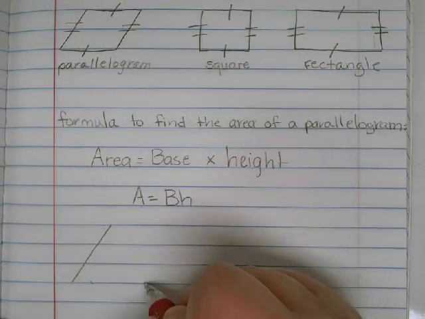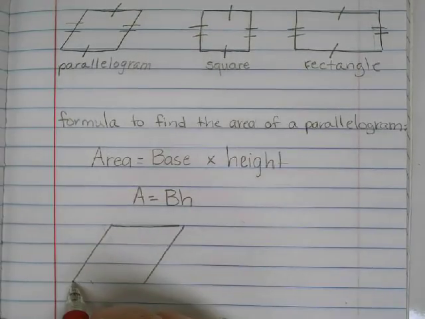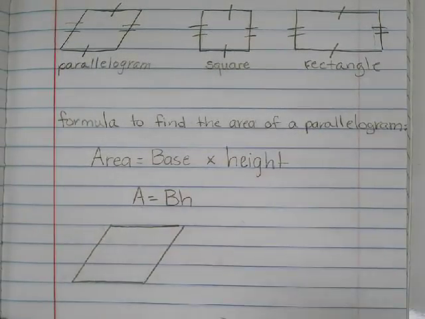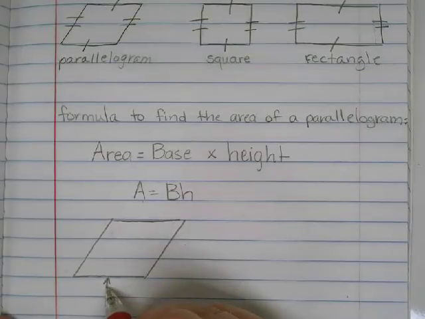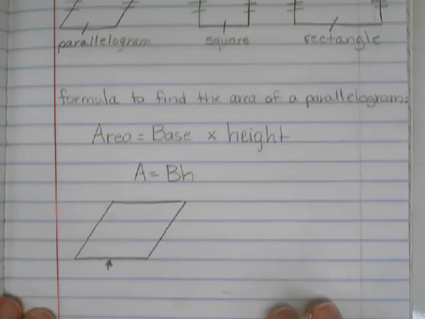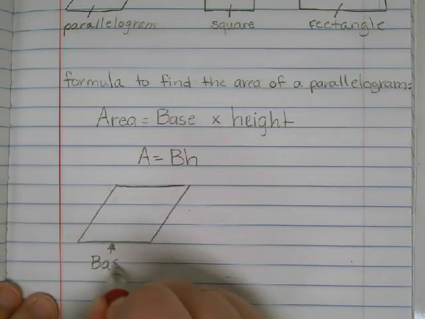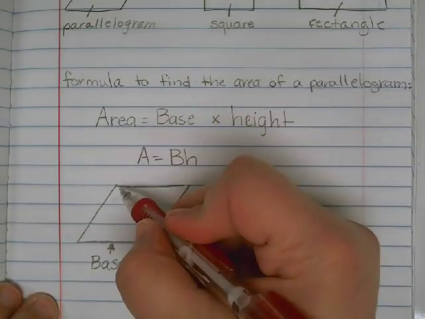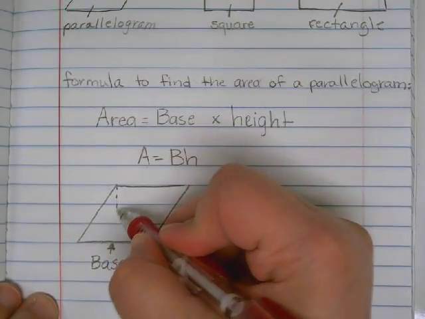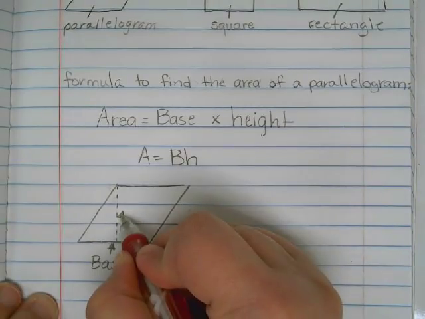With a parallelogram, so one that kind of looks like a square or rectangle that's been pushed over, so to speak, this bottom part where it sits is called the base. The height is from the top all the way down to the bottom. This is called the height.